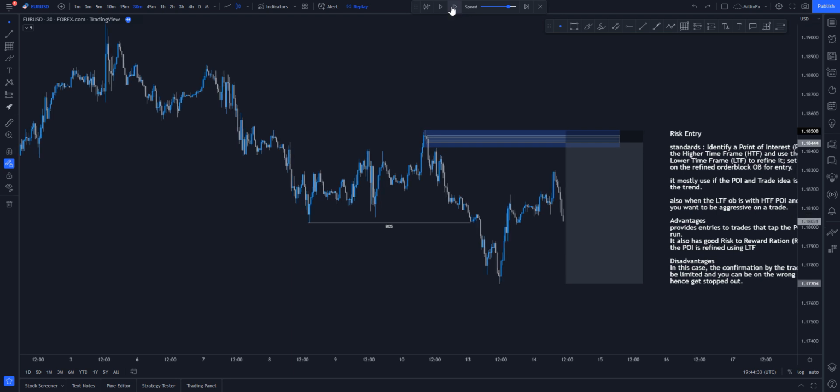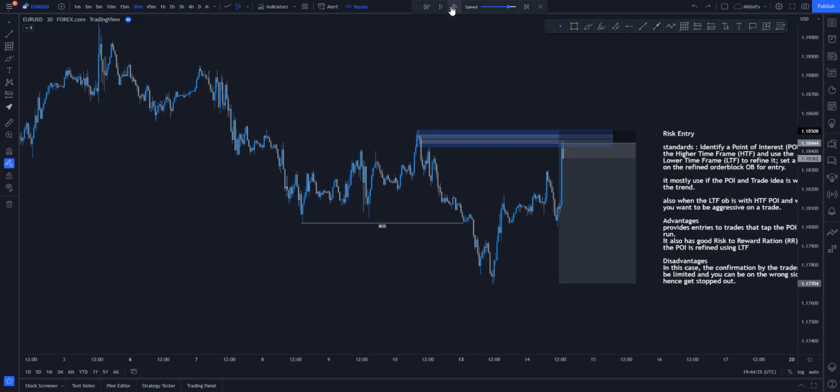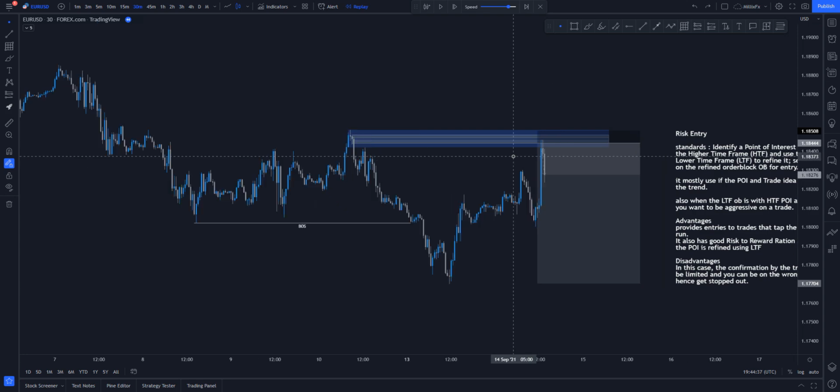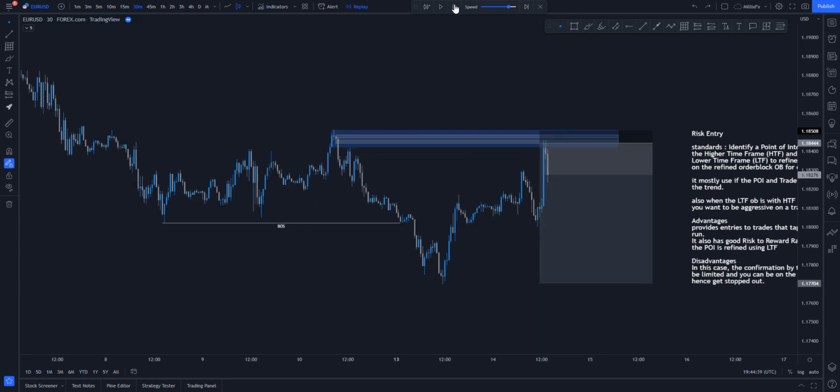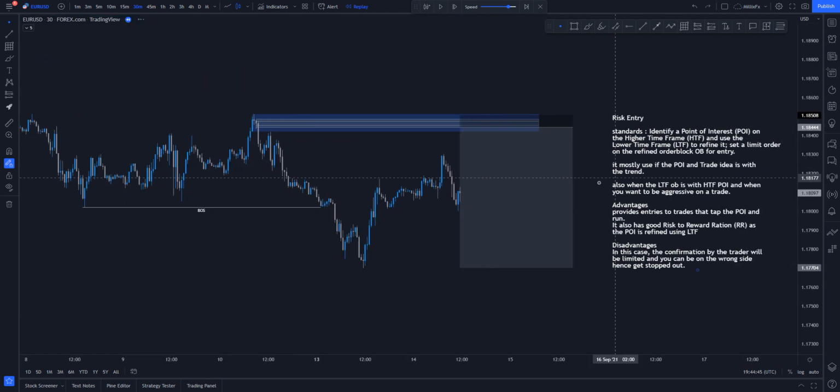Now you can see price tried to go to the upside, and just like that, see how it tapped in with no confirmation, nothing. As mentioned, this type of entry is aggressive. It's just a tap and run. It provides entries on trades that tap the POI and run. It doesn't give you confirmation, it doesn't give you anything.